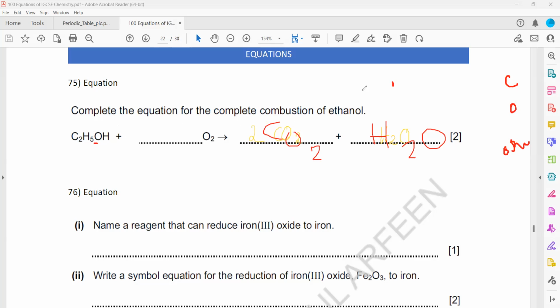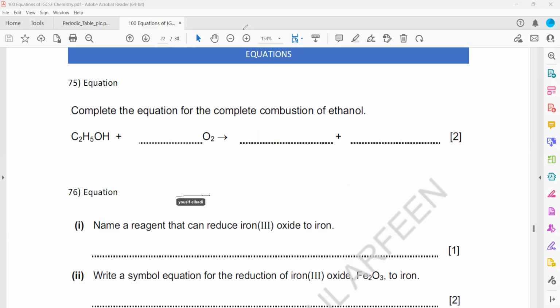So you have to make hydrogen 6. What number should you put? 3. Hydrogen is balanced. And then oxygen: 1 plus 2 is 3 here, and 2 multiplied by 2 is 4, plus 3, is 7. So we have 7 oxygen, because 3 here and 4 here make 7. So how... no, 1 is already there. So I need only 6 of them. 1 is already there. So I don't need 7.5. So how to balance this?